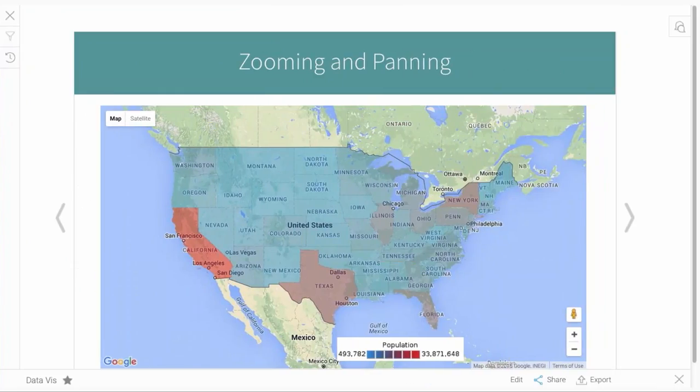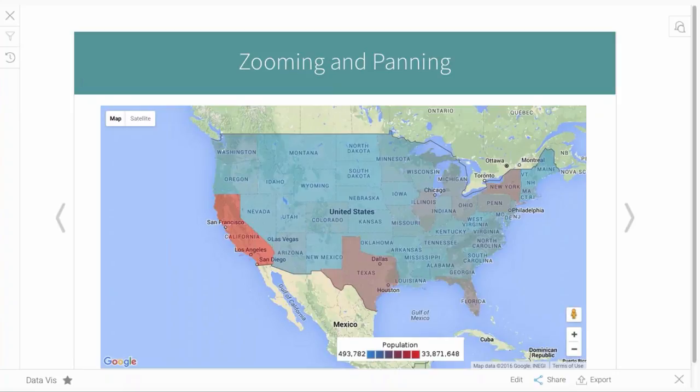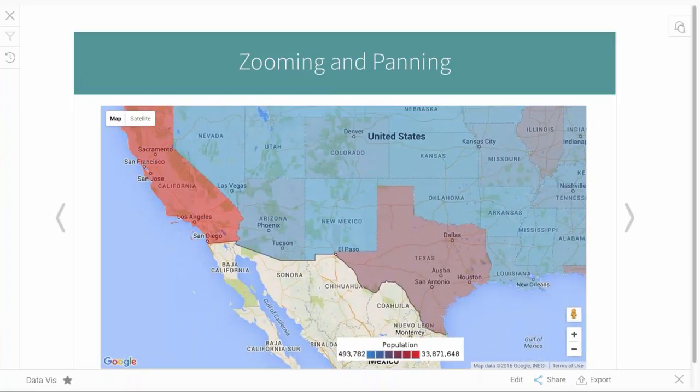Panning and zooming is another form of interaction, and this is particularly popular with maps. So we can pan sideways or we can zoom into our data, and it allows people to rescale and go from high level to low level.